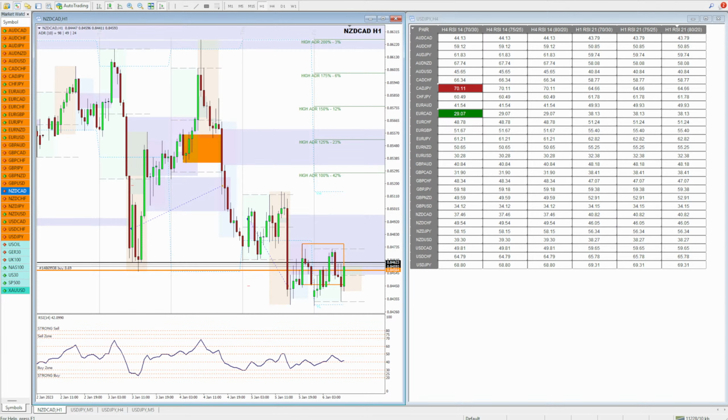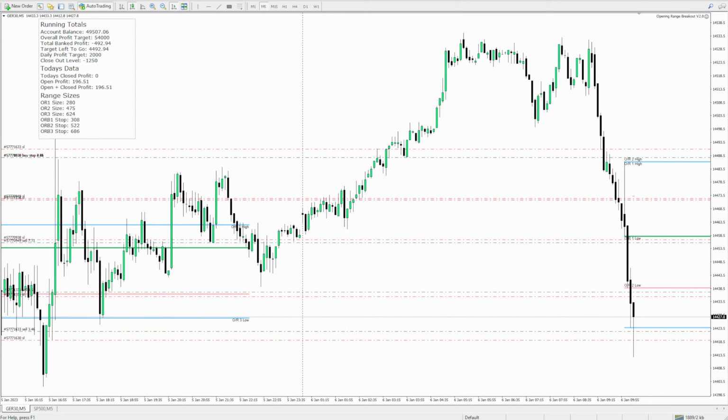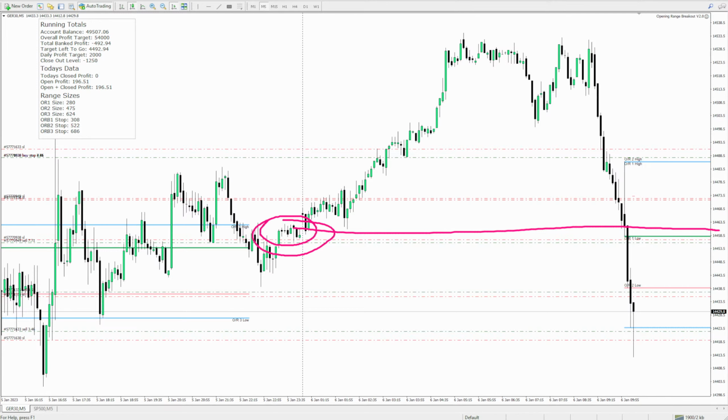Diamond, DAX gap filled. Yes, so the gap was somewhere around there.